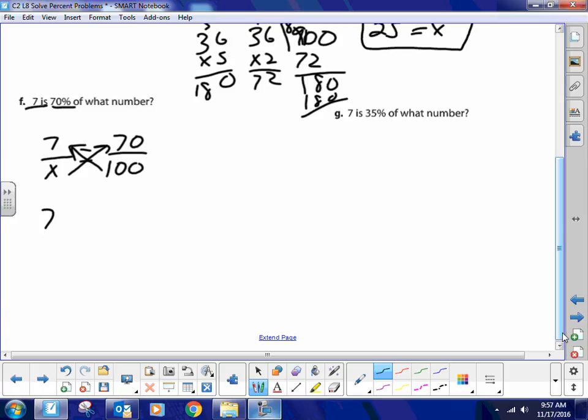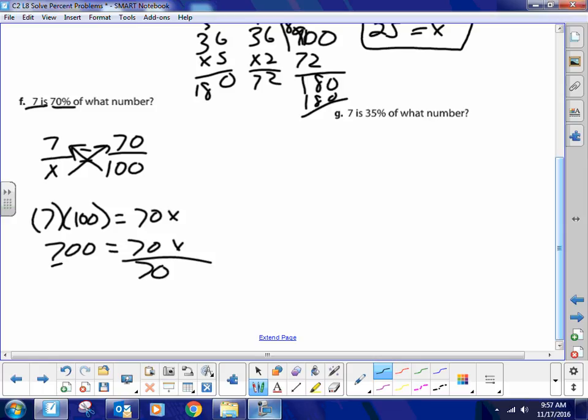Okay, 7 times 100 is equal to 70 times an unknown. 7 times 100 is 700. It's equal to 70 times x. As you can probably guess right now, this is going to be a multiple of 10 of some sort. And look, 700 divided by 70 is 10. So x equals 10. All right.